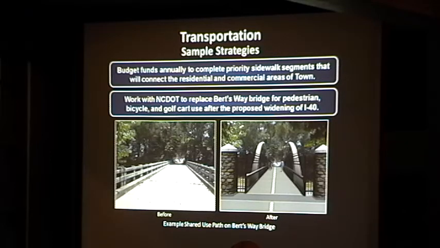NCDOT's plans originally involved the removal of the Burt's Way Bridge without replacing it, and we have recommended to them that they replace the bridge for those uses because it's an important part of connecting the town, both sides with Kendrington Village and then over here. So that's an example rendering of what the bridge could look like as a pedestrian bridge.